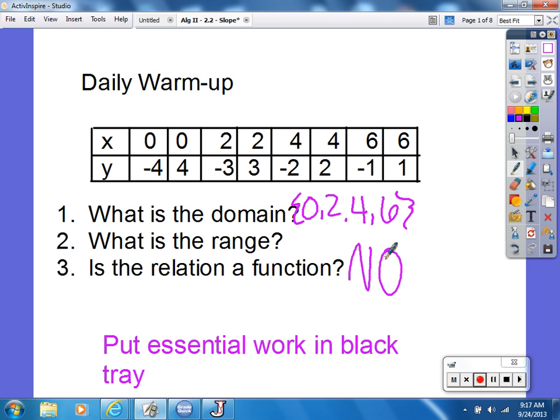You have to find the range. So I just have to write all these numbers, right? But they have to be what?